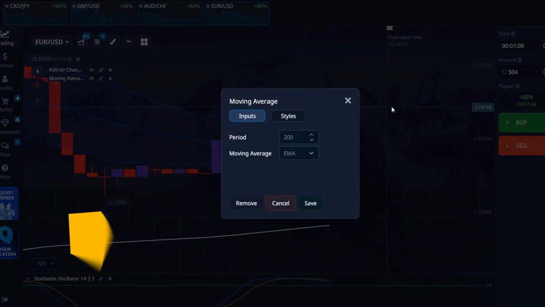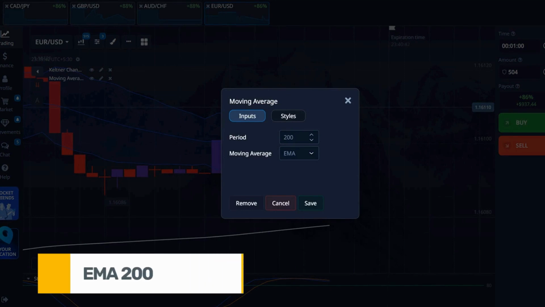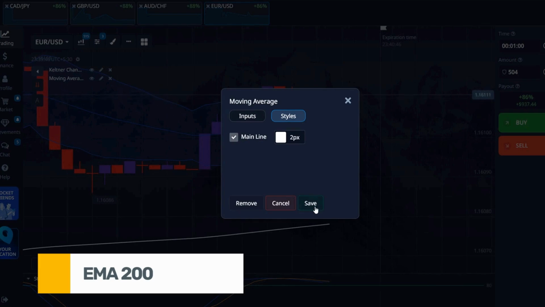Step 2, add the EMA 200. This is our trend filter. If price is above it, we're looking for buys. If below, we're looking for sells.